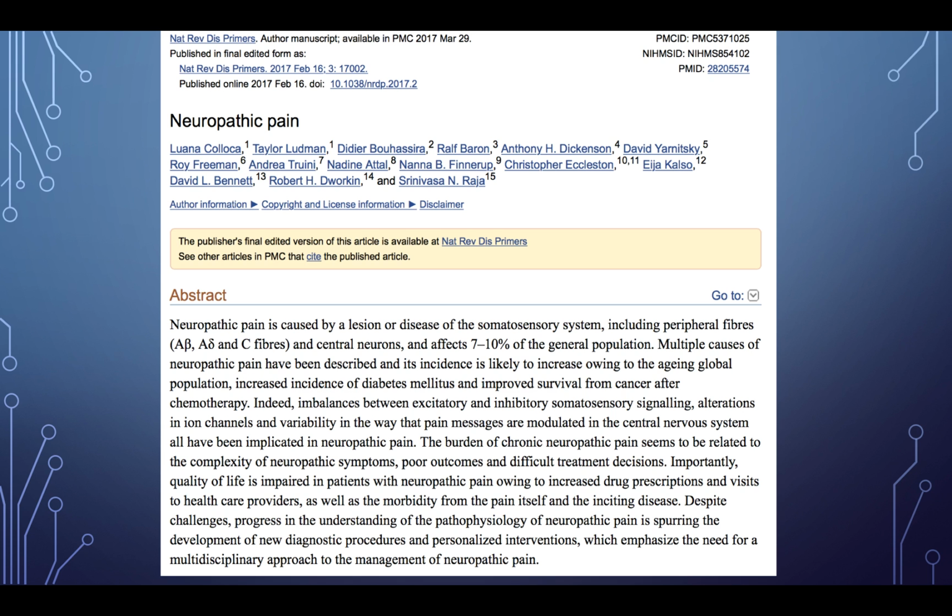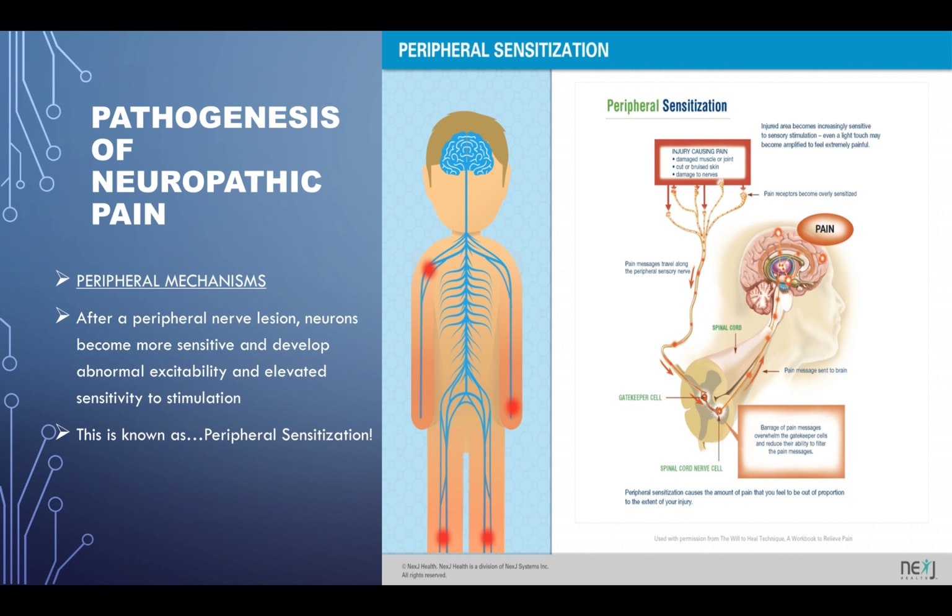The title of this paper is Neuropathic Pain, and I won't read the abstract to you. I'll let you read it. But basically, it talks about neuropathic pain being caused by lesions in the somatosensory system, and we talked about all that stuff, so I will not bore you too much tonight. But some of the pathogenesis of neuropathic pain: peripheral mechanisms.